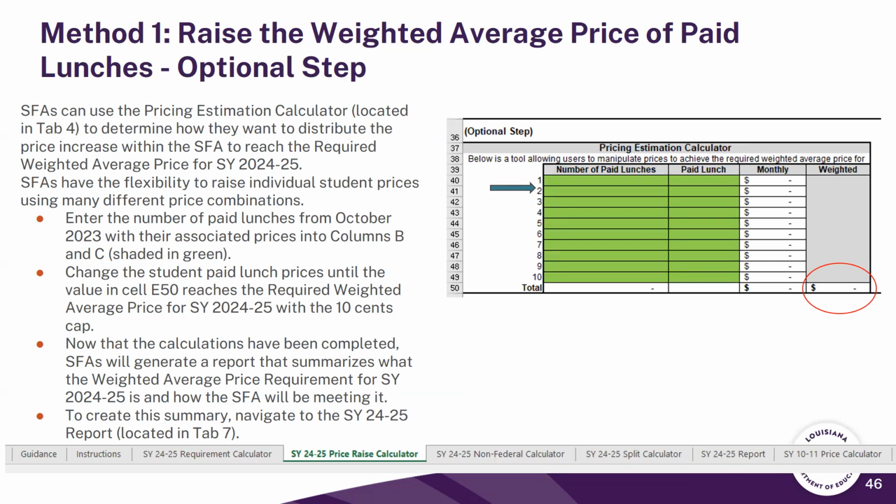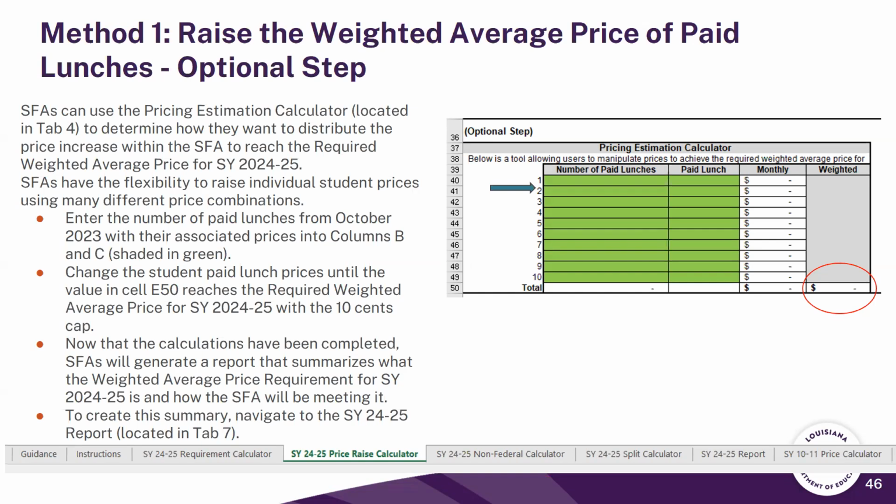Method 1 optional step. SFA can use the price and estimation calculator located in tab 4 to determine how they want to distribute the price increase within the SFA to reach the required weighted average price for school year 24-25. SFAs have the flexibility to raise individual student price using many different price combinations.